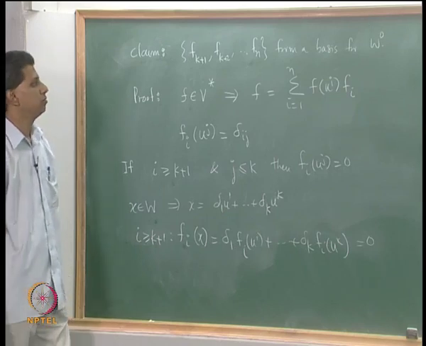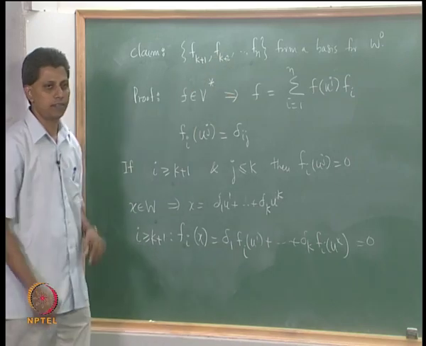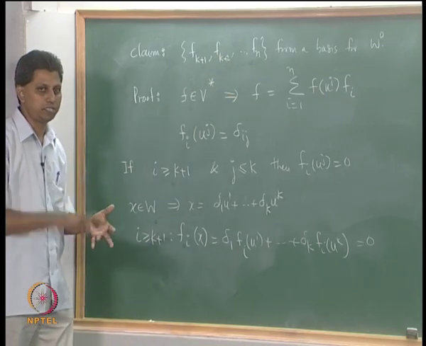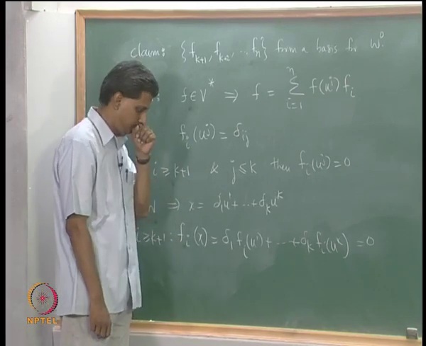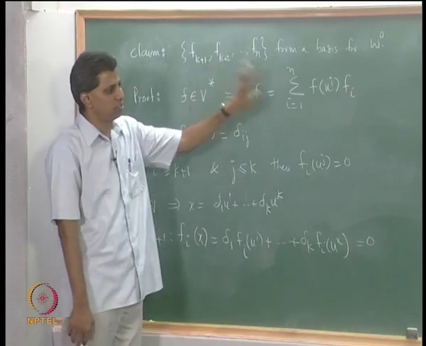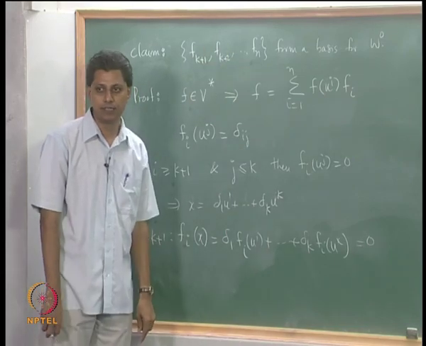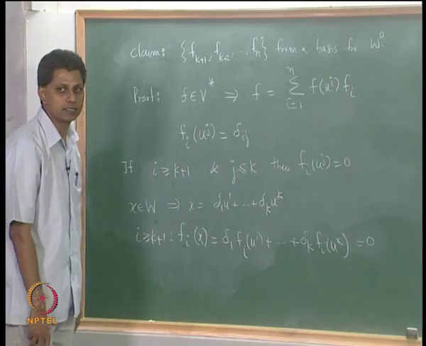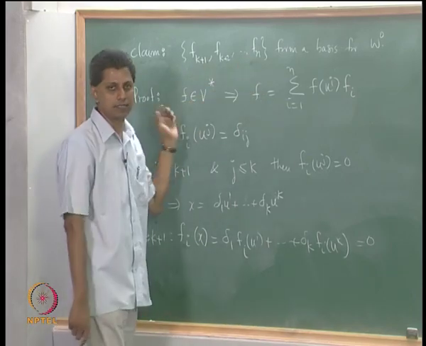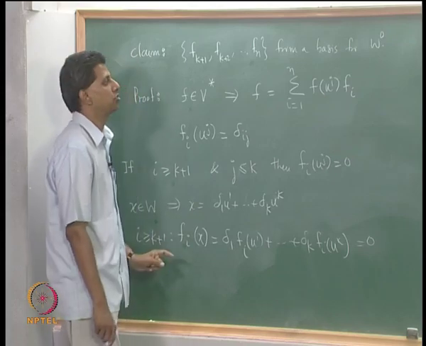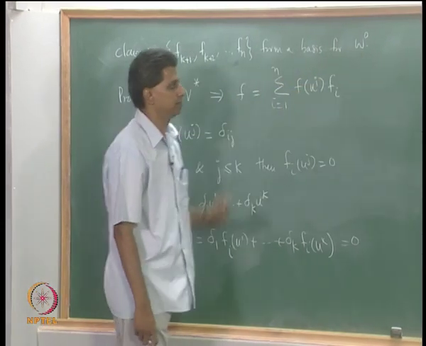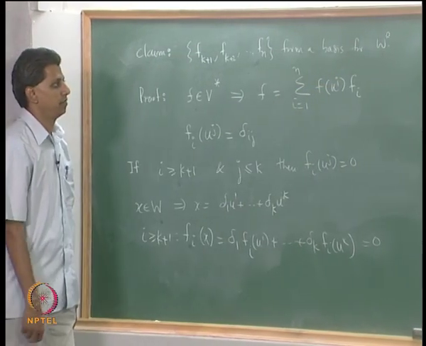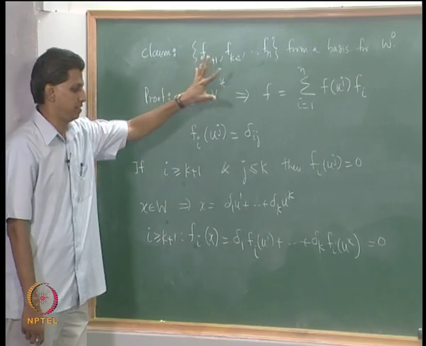Now we need to show that this forms a basis. We must show they are linearly independent and they span W naught. But linear independence is obvious because this is just a subset of the dual's basis. A subset of a linearly independent set is independent. So linear independence is easy. We only need to show that span of these is equal to W naught. So we will show that W naught is contained in span of these. That is the last step.